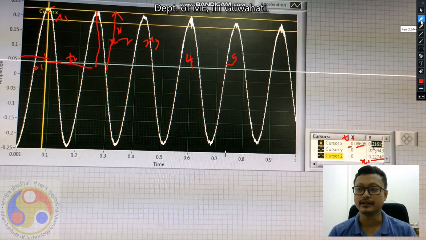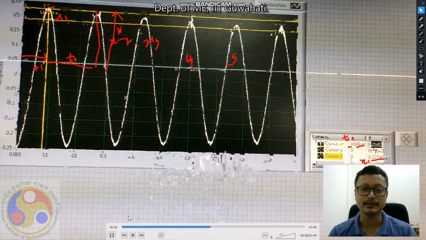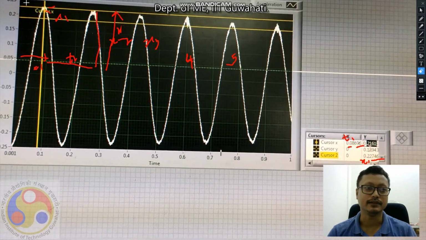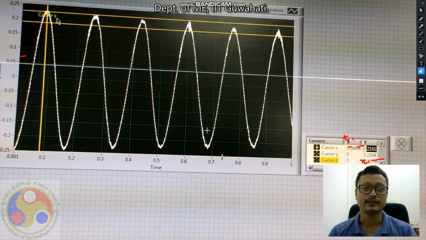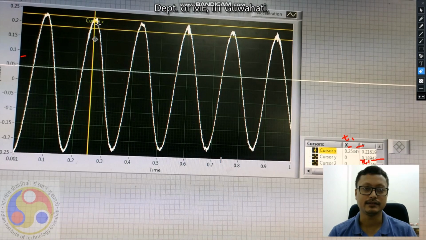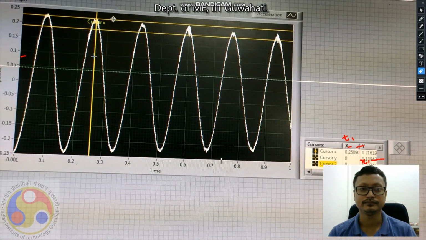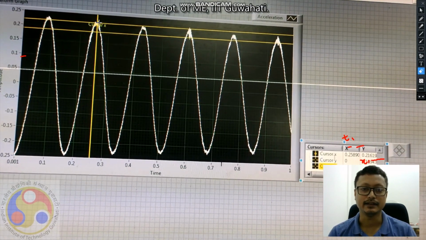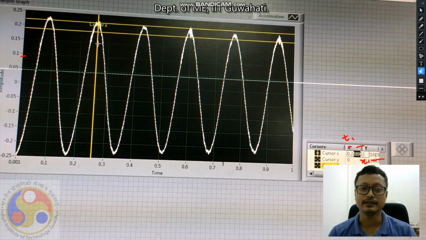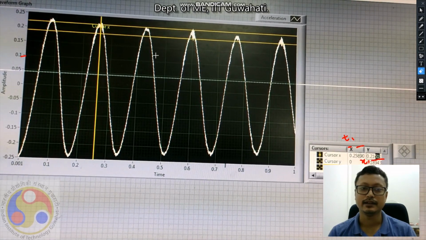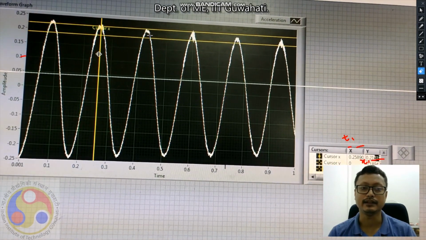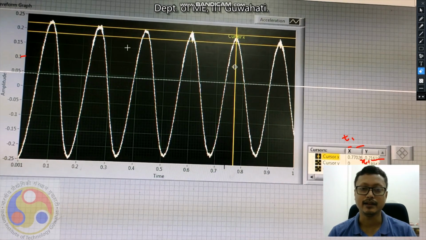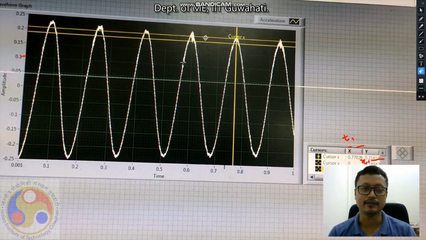Hope you understand this experiment. I will play the video again so you can get a clear idea. Let me erase this one. Like shifting these cursors, this is x, you can get the time of this point. For the second cycle data, if you shift these two lines, you can shift here. In the third cycle, you get the third cycle data. You can collect n number of cycle data like this from the graph.